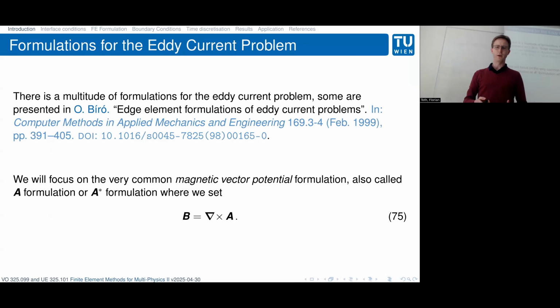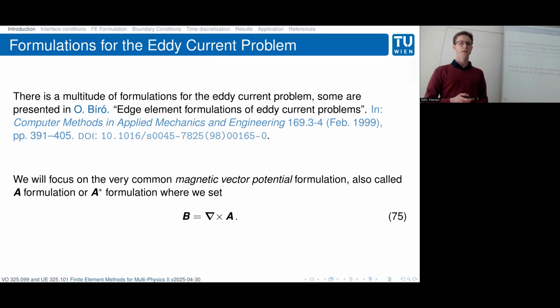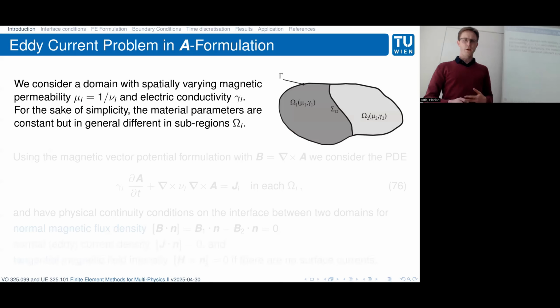the very common magnetic vector potential formulation, also called A or A star formulation for an ungauged formulation, where the magnetic flux density is defined as the curl of the magnetic vector potential A. We also look at the eddy current problem in the A formulation.